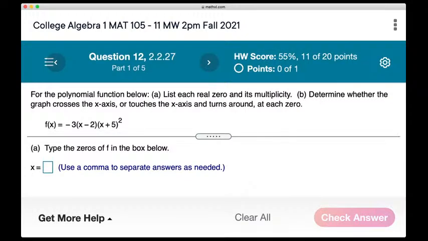For the polynomial function below, list the zeros and their multiplicity. Determine whether the graph crosses the x-axis or touches the x-axis and turns around at each zero. Fortunately, this function is already factored for us, so we don't have to factor it ourselves. If we set this equal to 0 and solve, the zeros that we get are 2 and -5.